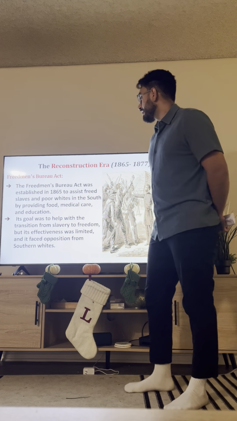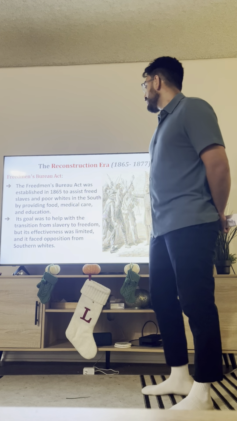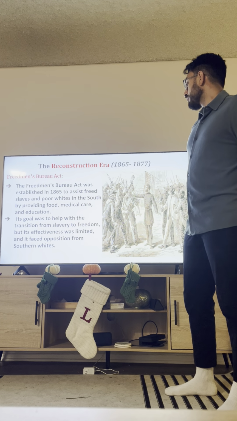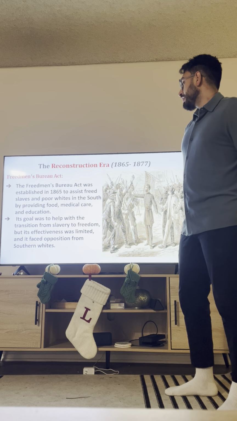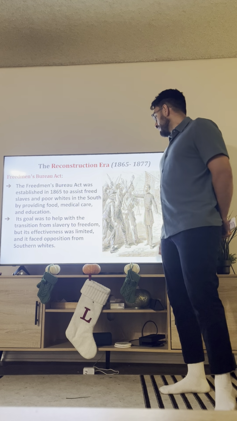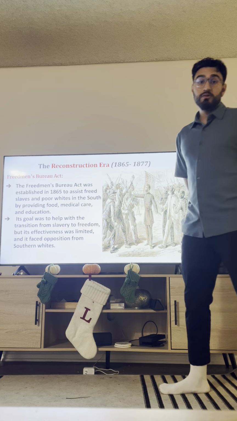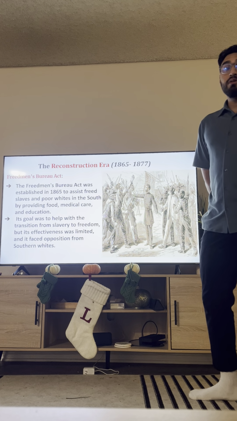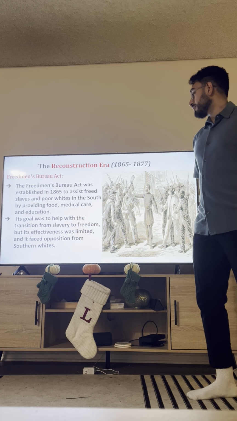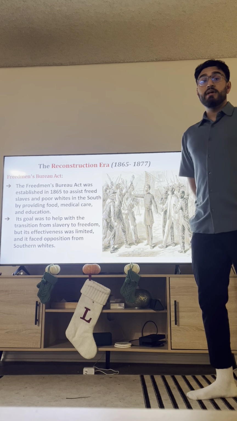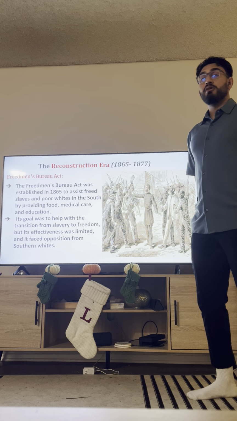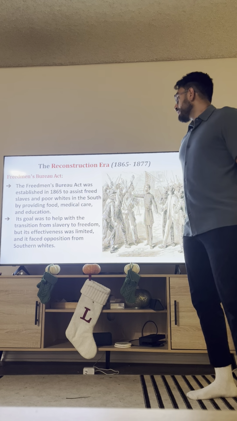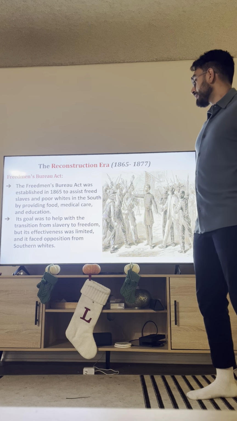What kicked off the Reconstruction era was the Freedmen's Bureau Act. The Freedmen's Bureau Act was established in March 1865 to assist freed slaves and poor whites in the South by providing food, medical care, and education. Even though it was passed in March though, a lot of formerly enslaved persons didn't even know they were freed until June, a couple months later. That's why we have Juneteenth as a holiday, which just became a federal holiday in 2021, which is one of the direct effects of the Reconstruction era that we see today in America.